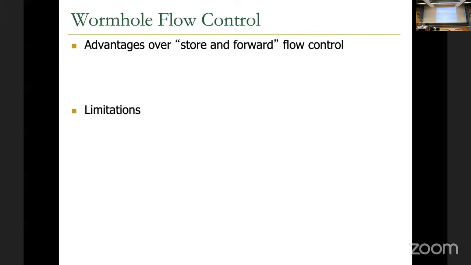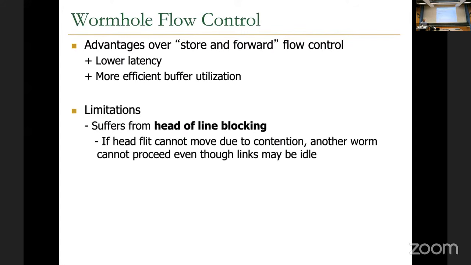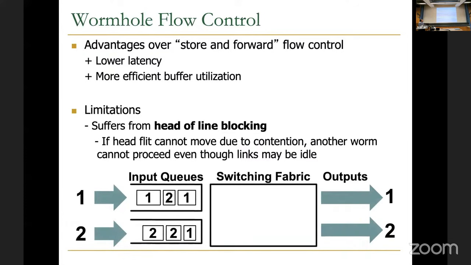So wormhole flow control has good advantages over store and forward flow control: it has lower latency and more efficient buffer utilization. But it has a limitation. It suffers from head of line blocking. If the head flit cannot move due to contention, another worm cannot proceed even though links may be idle.